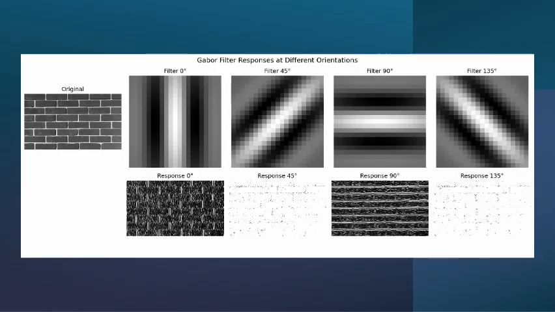The 0 degree filter highlights vertical mortar lines. As you can see, the vertical lines are very clear in the first image. The 90-degree filter highlights horizontal lines. And this is exactly what we see in the third image.